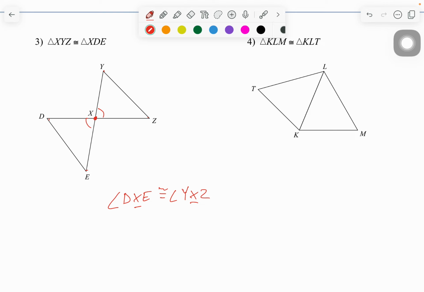And then here, it's marked like that because it's the reflexive side, the shared side. So that line is LK. You don't need the dots. Just know, go from one end to the other end. So LK is congruent to LK. Like that. Okay? So just finish the page.